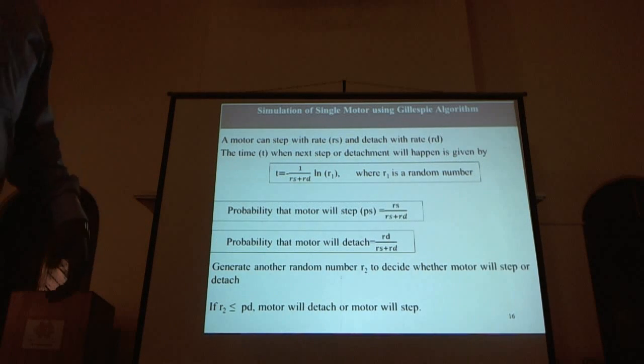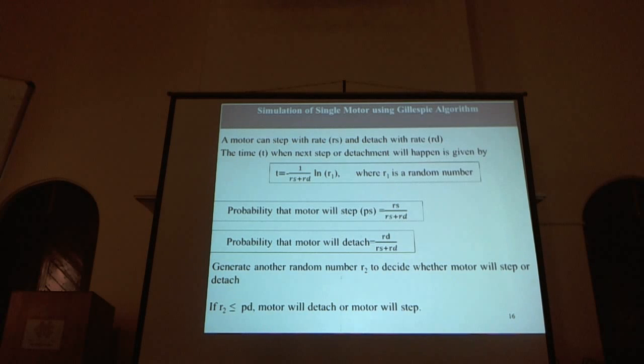So let's see how we will do it for a muscular motor. In the simple Monte Carlo simulation, we had the rate of stepping, and using that we found out the probability of stepping. We also found out the probability of detachment. The probability of stepping was PS multiplied by delta T, and the probability of detachment was PD multiplied by delta T, right?